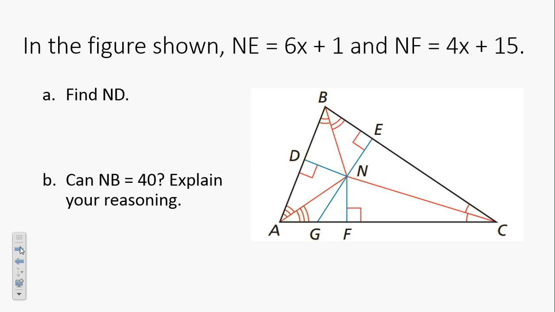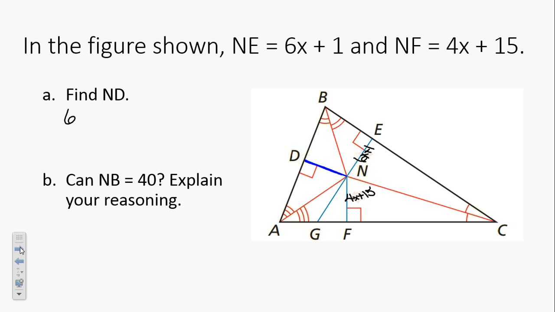We have to find the distance between N and D. So we want to know how far this distance is. And we are told that the distance between N and E is 6x plus 1, and N and F is 4x plus 15. How are we going to find the distance between N and D? Megan? We would make them equal to each other.